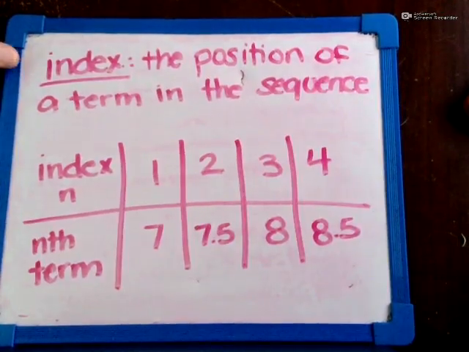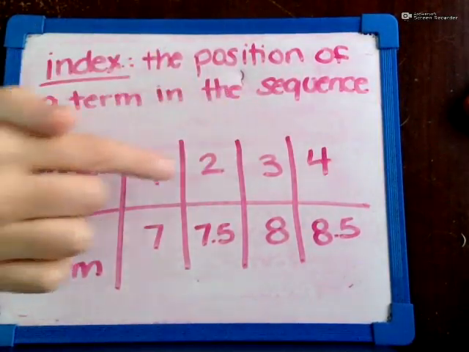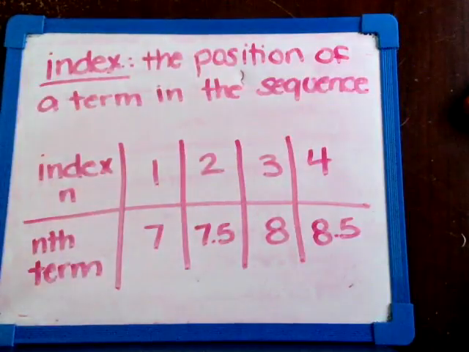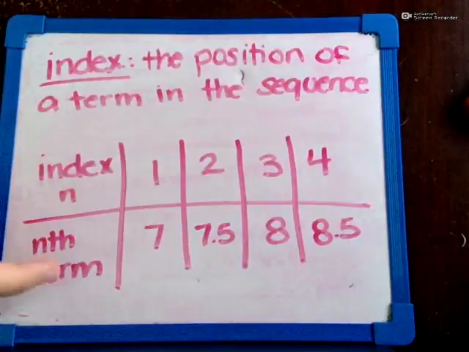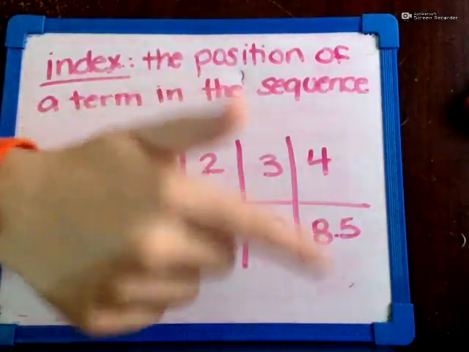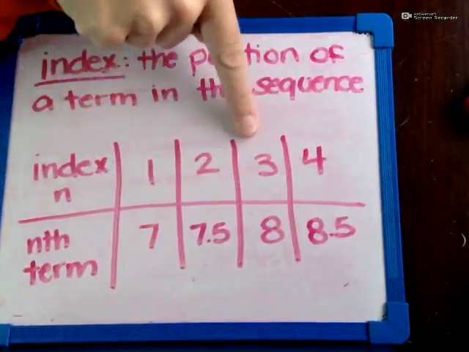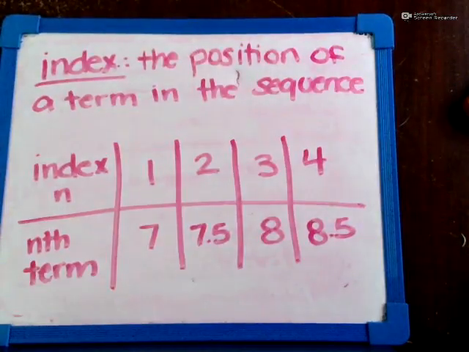The index is the position of a term in the sequence. So this is a table showing the pattern that we just did. The index, or n, is like 1, 2, 3, 4. This is the first term, the second term, the third term, the fourth term. And then these are the numbers we were just talking about: 7, 7.5, 8, 8.5. The sequence is adding 0.5 each time. So if you wanted to know what the third term is, you'd go find the number 3 on the index and go down, so it would be 8.